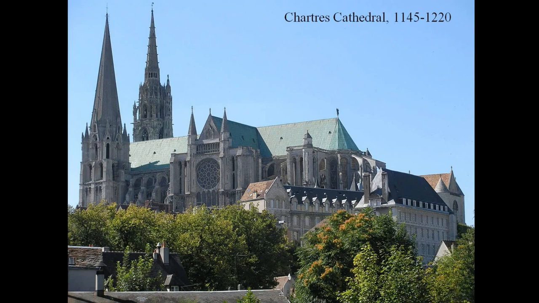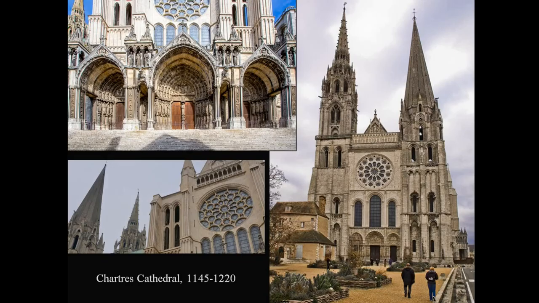The building has a typical Latin cross plan, and it has three naves. The eastern part has several semicircular chapels. Here in this cathedral, for the first time, the flying buttress system was used, and it made it possible to create bigger windows than we could see in the Romanesque period.